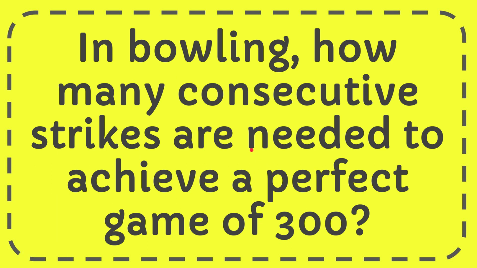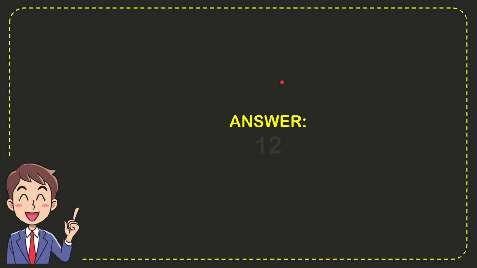In this video, I'm going to give you the answer for this question. The question is: in bowling, how many consecutive strikes are needed to achieve a perfect game of 300? Well, I'll give you the answer for this question, and the correct answer is 12.